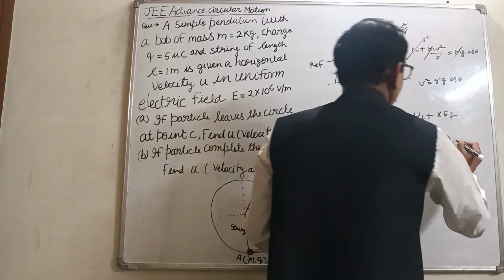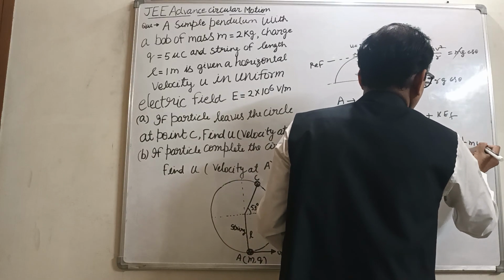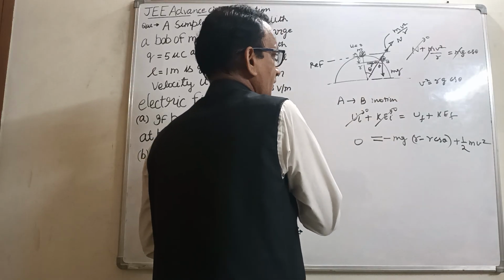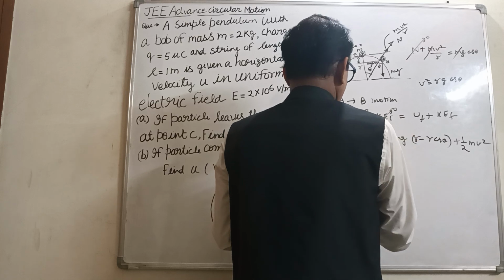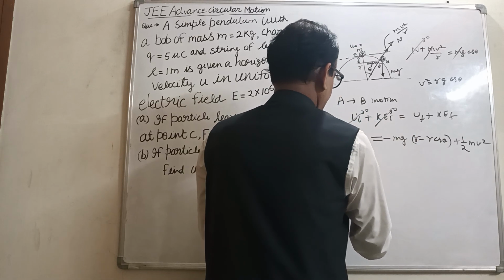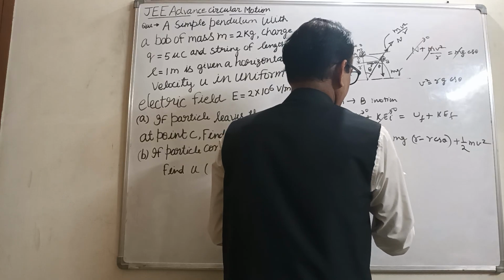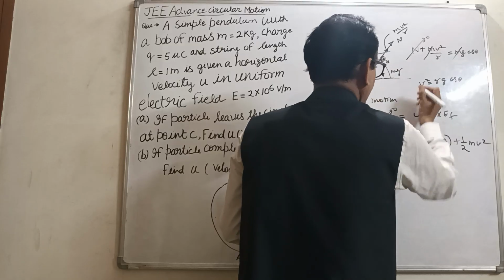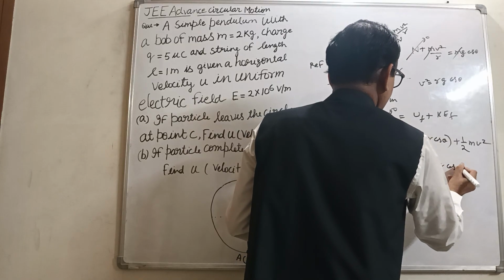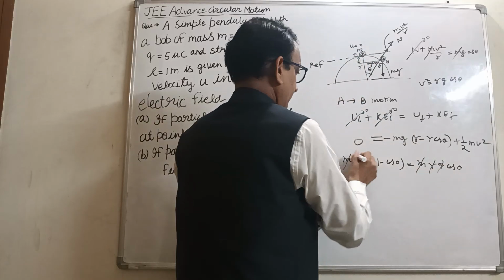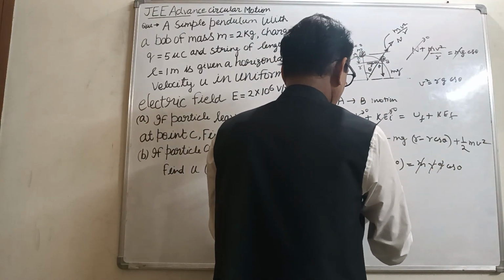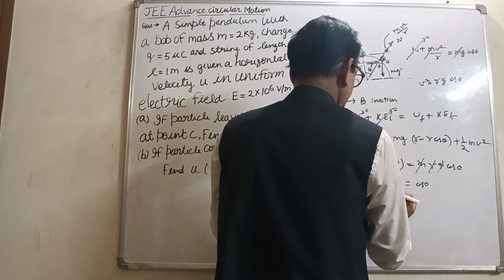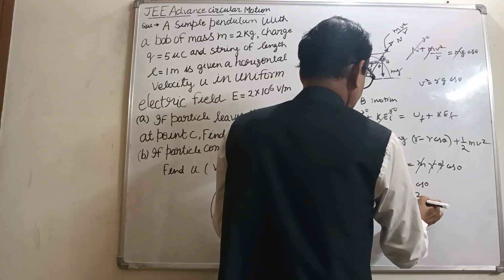This potential energy would be negative, and half m v square. So putting the value here of v square, this becomes mg r times (1 minus cos theta), and this becomes 2 times m, and the value of v square is rg cos theta. So mrg cancels out. So this becomes 2 minus 2 cos theta is equal to cos theta. So cos theta becomes 2 by 3.